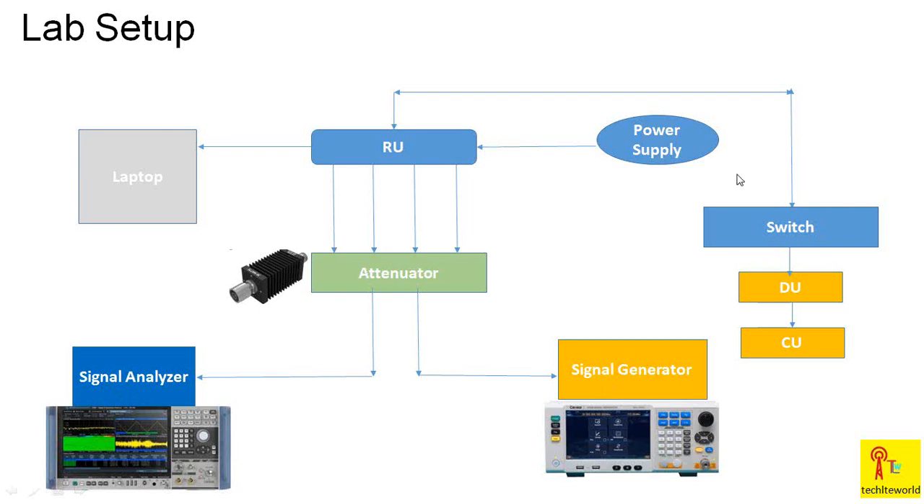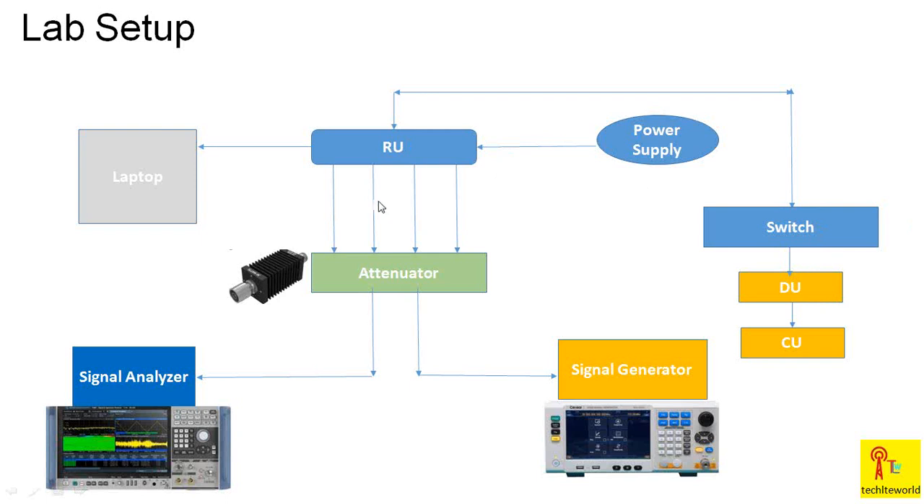So first of all, as Ravi explained, this is the switch. In the switch, one more thing is connected, the grandmaster. And that switch is connected to the DU. The DU is connected with the switch and the RU is also connected with the switch. Here the grandmaster is there, so power supply is there.